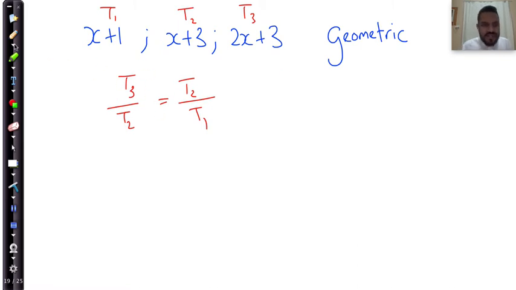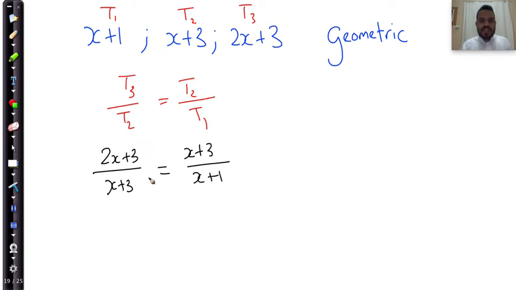Now we can substitute in the values. Let's start with 2x plus 3 in the place of T3. So I put 2x plus 3 divided by T2, which is x plus 3, is equal to T2, which is x plus 3, divided by T1, which is x plus 1. Now we apply the LCD, or as some teachers call it, cross multiply, something I'm not a big fan of. The LCD is x plus 1 times x plus 3.